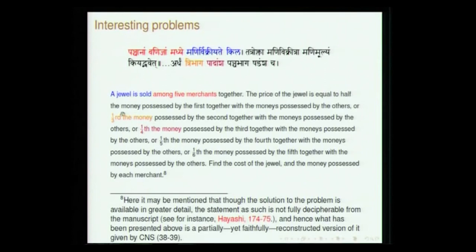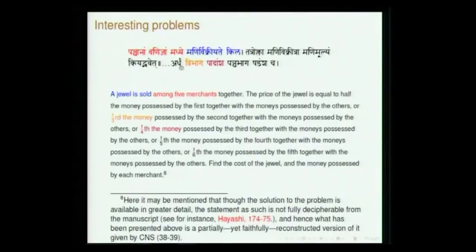So he says it is exactly equal to half the money which is possessed by the first fellow plus the sum of the others. So 1/3 the money possessed by the second fellow and the sum of the others. So 1/3 the money possessed by the other fellow and the sum of the others. So 1/4 and sum of the others. So what is the price of the jewel and what is the money possessed by these people? So this is the problem. Fine. So tribhaga padamsha. Tribhaga means 1/3, padamsha panchabhaga, so shadamsha, so 1/6. So this is how he states the problem.